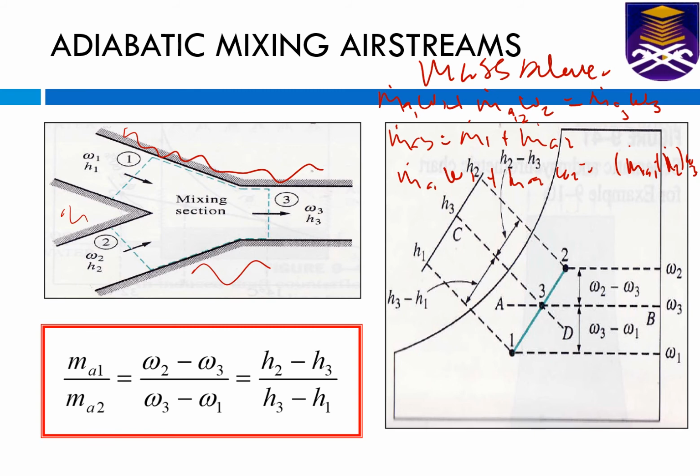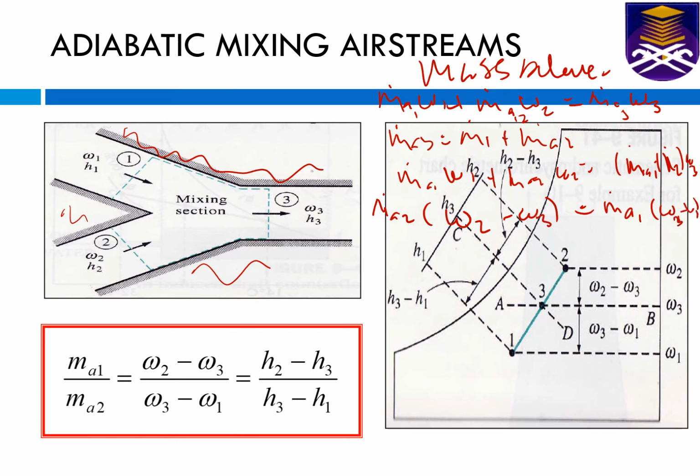Where if you rearrange this equation, what we have here is m dot A omega 1, or you can do it like this, for example. So you don't have to remember these equations. Yeah, so what we have here: m dot A2 (omega 2 minus omega 3) equals m dot A1 (omega 3 minus omega 1).